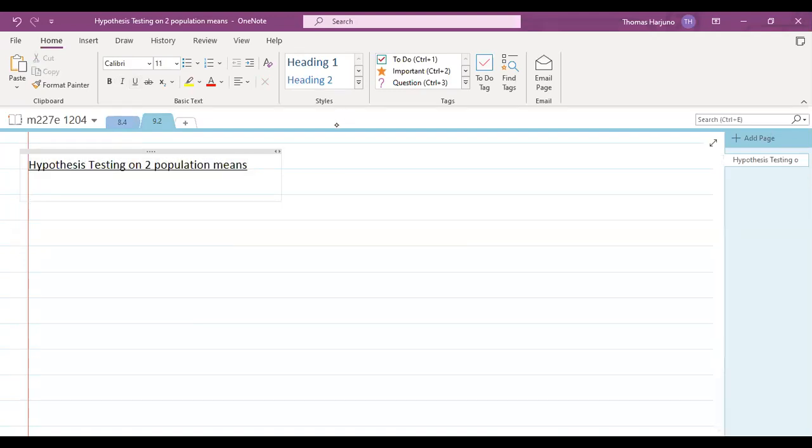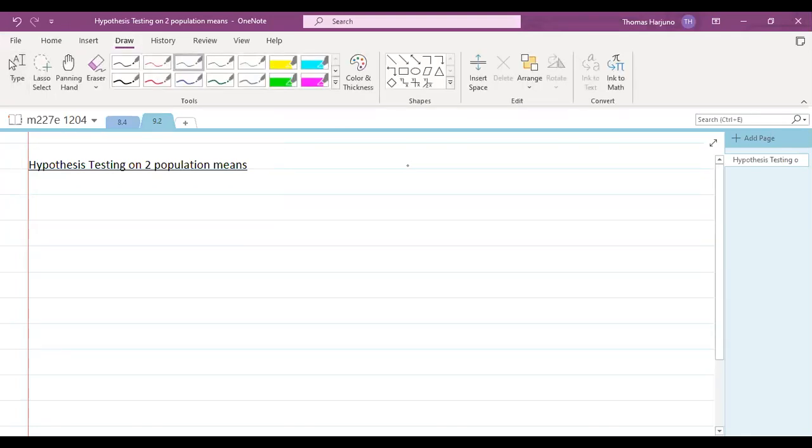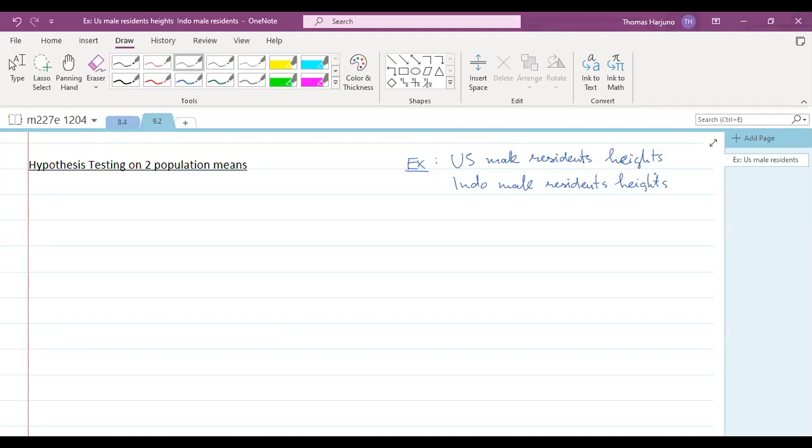So what kind of case will that be? For example, just to give you some idea first of what we will be working on. For example, we try to compare the average height of, let's say, U.S. male residents and Indonesian male residents. And we want to say that in general, U.S. male residents, people who live in the United States, tend to be taller compared to Indonesian males, those males who live in Indonesia.